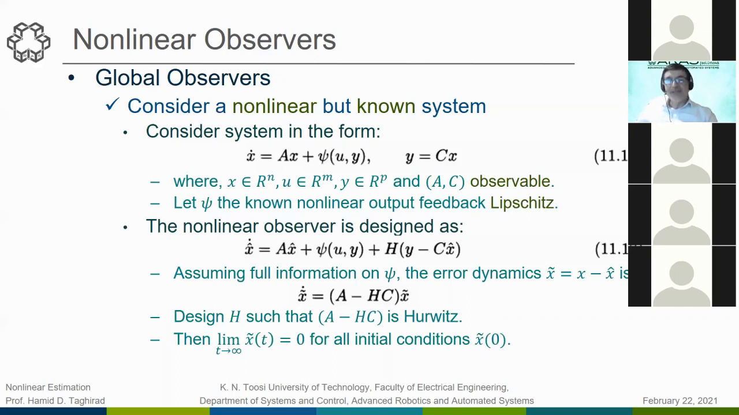I will help you. If you compute the error, and if C is fully known as a function of U and Y, it cancels without being Lipschitz.